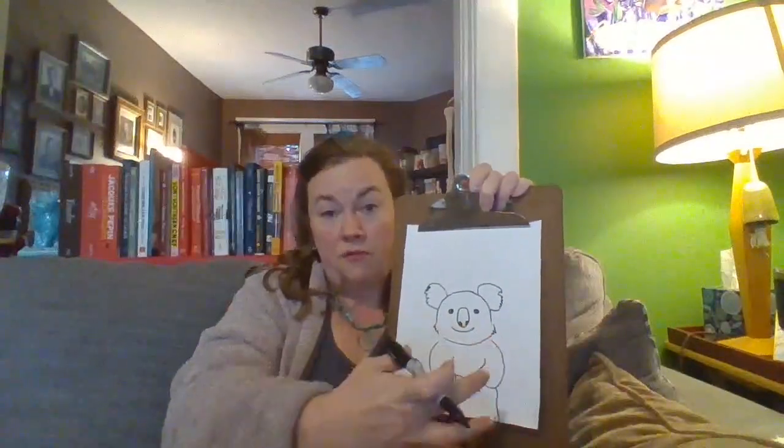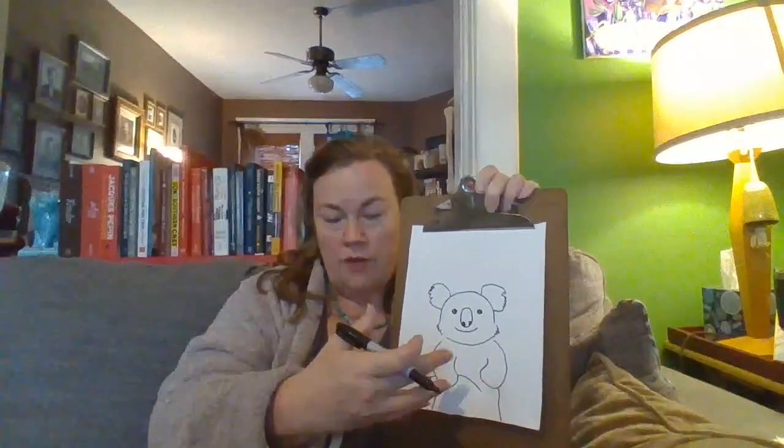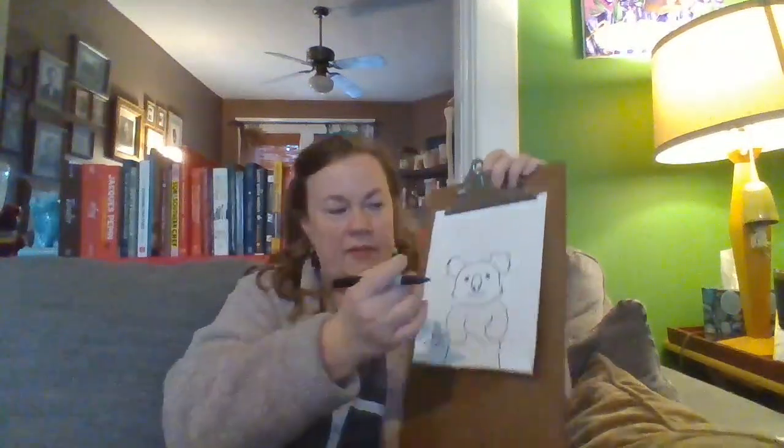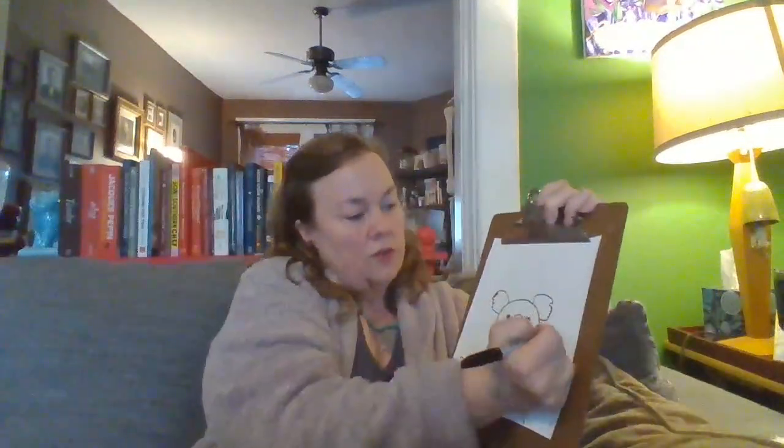So he's in the very front of the picture. So he's in the foreground. So he's going to be the biggest thing in the picture. The next thing behind him is going to be a little bit smaller. And the thing very far in the back is going to be even smaller than that. So I think I'm going to do some little trees behind him.